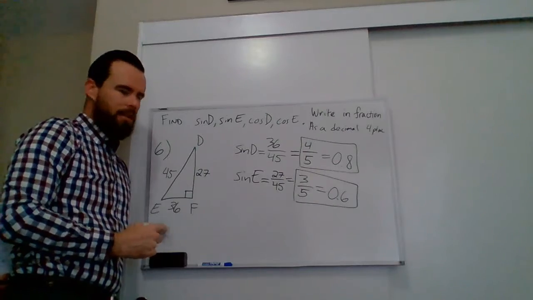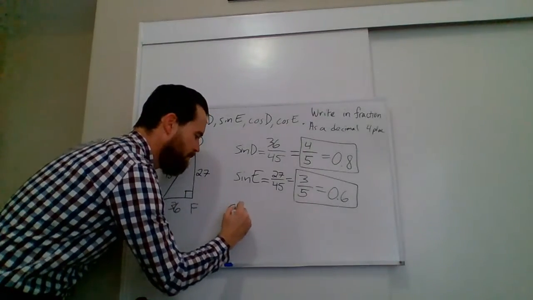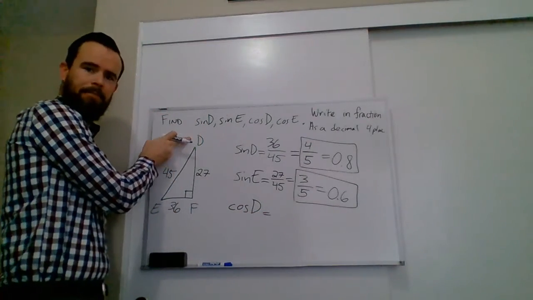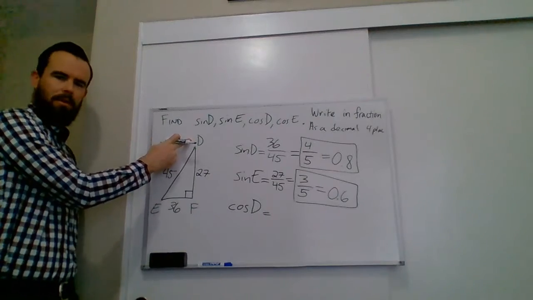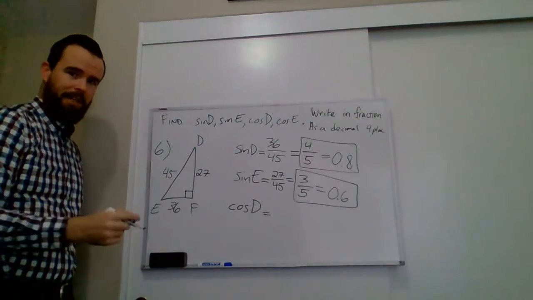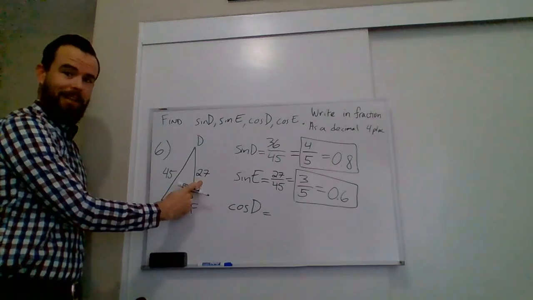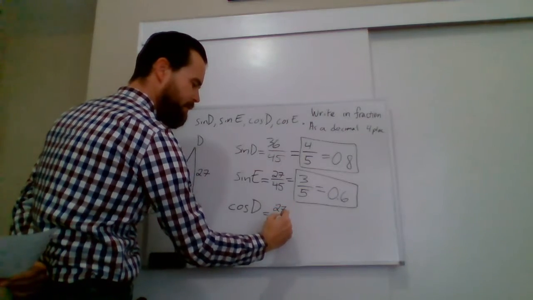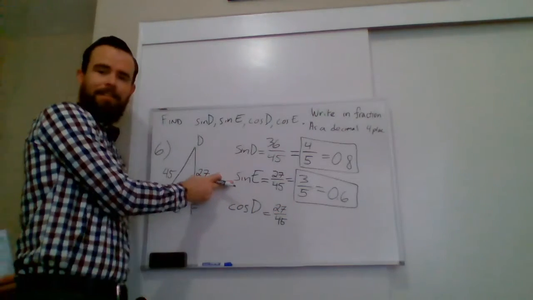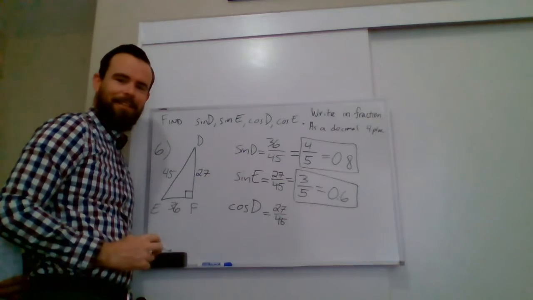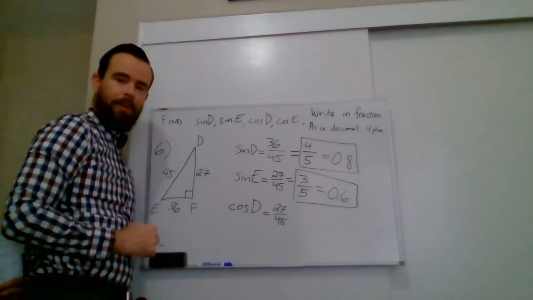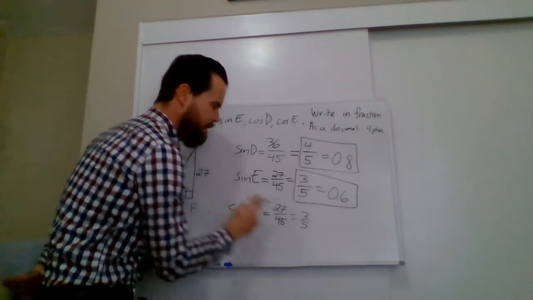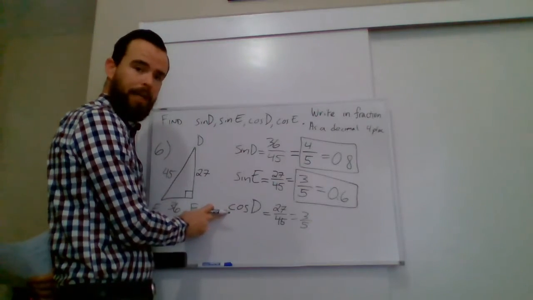All right, let's go on again. Let's look at the cosine of D. Back up here to angle D. So look at the cosine now, which, as we remember, cosine of D equals the length of the adjacent side over the hypotenuse. So it's 27 over 45. Oh, and again, that's the same as sine of E, because D and E are complementary angles. So the sine of E is equal to the cosine of its complementary angle.